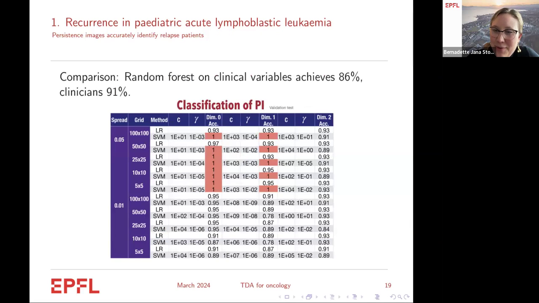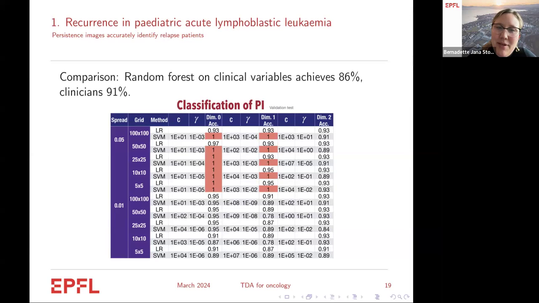And this was where we were quite surprised. So we got really high accuracies, in particular for the dimension 0 and dimension 1 persistence images, where we had 100% accuracy on this data set. Of course, this is a small data set, so one needs to be careful.